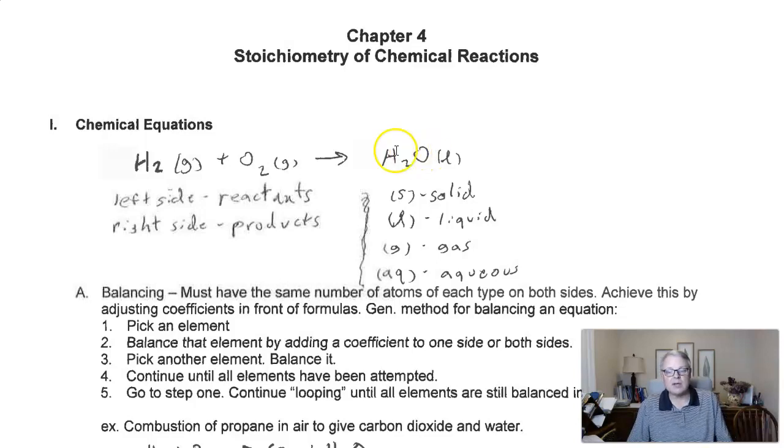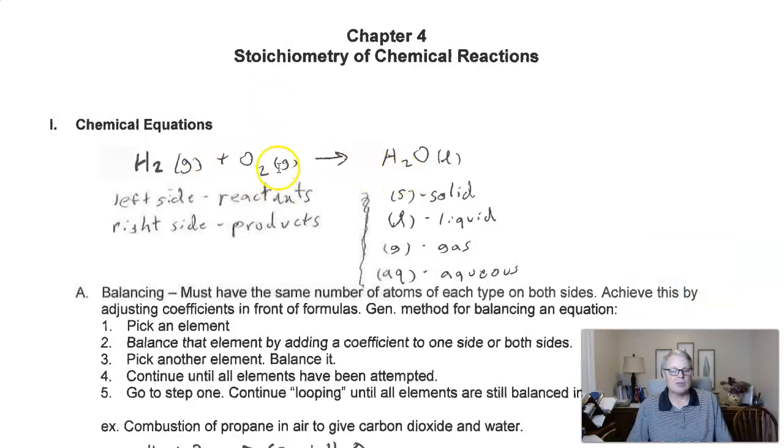All right, notice over here I'm starting with 2 hydrogens. Here I've got 2 hydrogens. Well, that's okay, but I've got 2 oxygens over here and I only have 1 oxygen over here, and that's not good. Well, why is that not good? What's wrong with that? Am I breaking any law by doing that? Well, yes, actually I am. I'm breaking the law of conservation of mass, which says matter can neither be created nor destroyed.